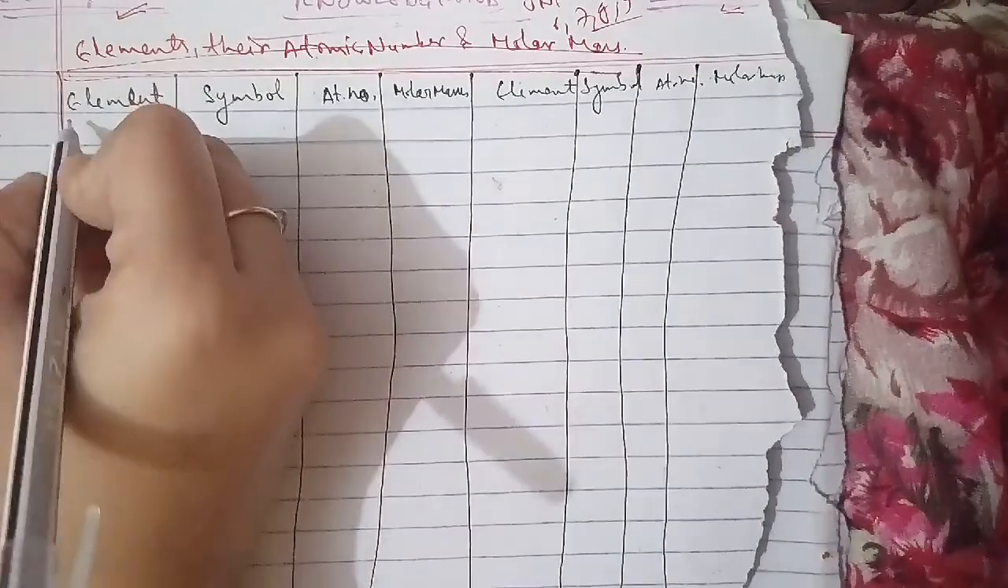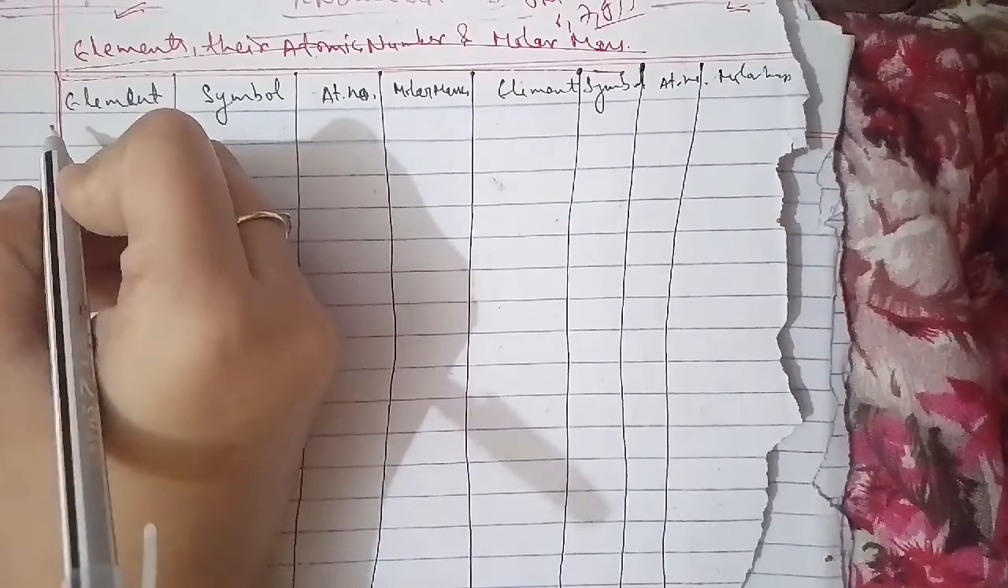Okay, so we'll go ahead. We'll discuss one by one and complete that one by one. So first I will write down the elements here, and then we'll talk about the symbols, the atomic number and their molar masses, with a different pen so it will be easy to solve. So first the element we have is actinium.